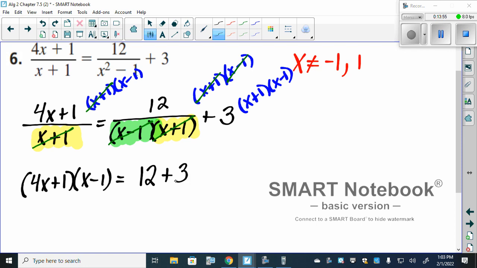Plus 3 times what? X plus 1 and x minus 1, yes? Where did we get that from? We specifically got it from the x squared minus 1, yes? So what should those two multiply back together to be?